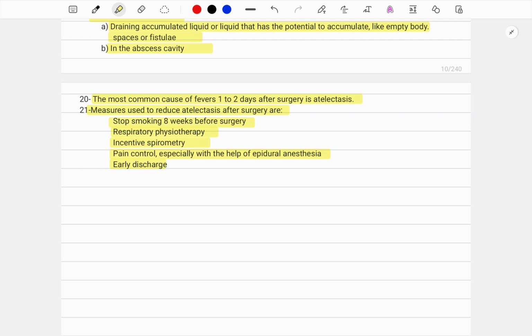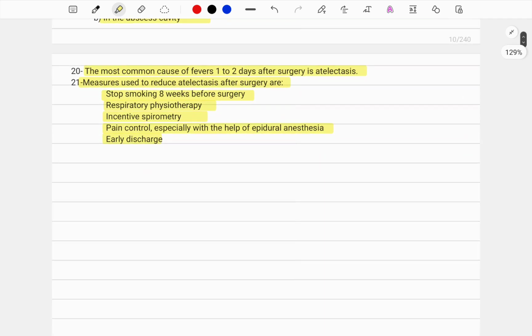So this was the chapter, and the next chapter will be on fluids, like fluid resuscitation and all kinds of fluids used in surgery. Thank you.